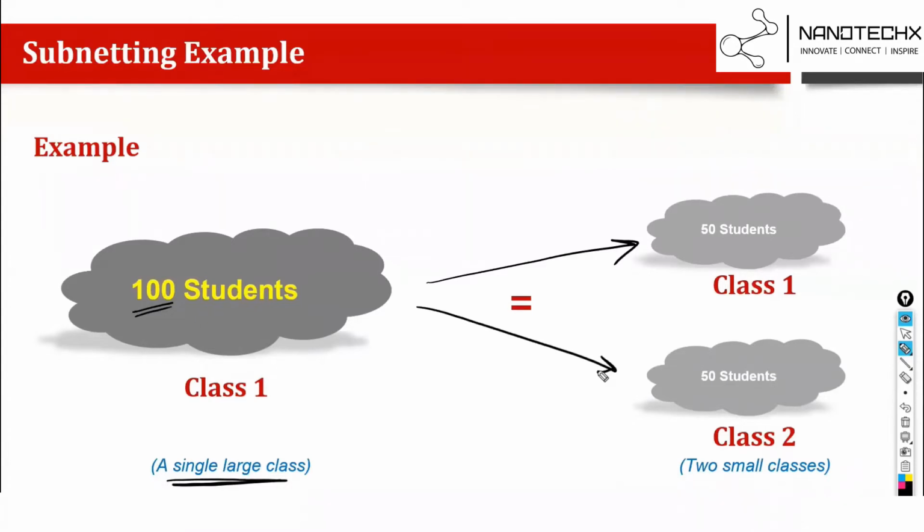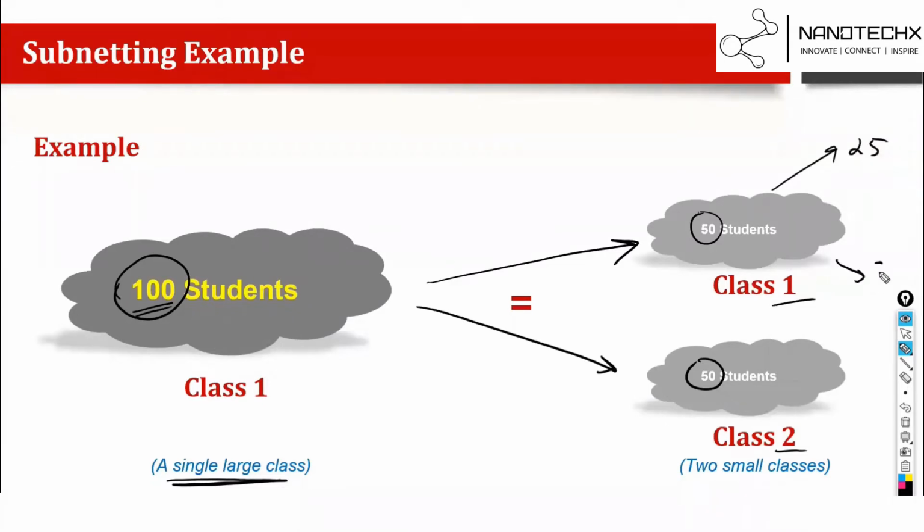Okay, so either we can have one big class of 100, or we can have two small classes of 50 students each. We can say class 1 and class 2 for easy management. Or we can also make more classes. We can further divide it into 25. That means two classes of 25 and one of 50.